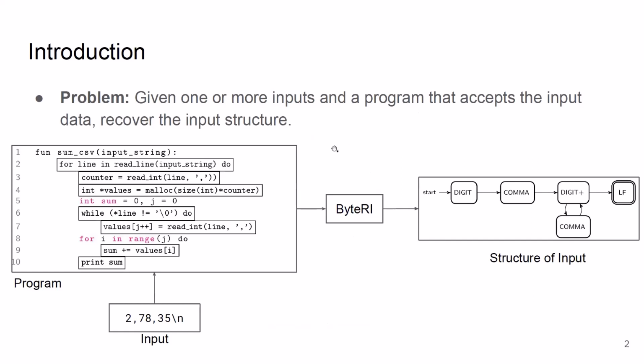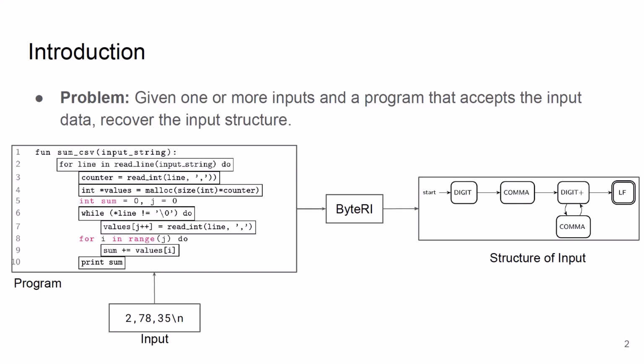This program reads the input, which is a comma separated value given at the bottom. At line 2, it reads every line that is separated by a new line character. At line 3, it reads an integer that is a counter. And using that counter value, at line 4, it allocates an integer array. So the counter value determines the number of elements in that integer array.